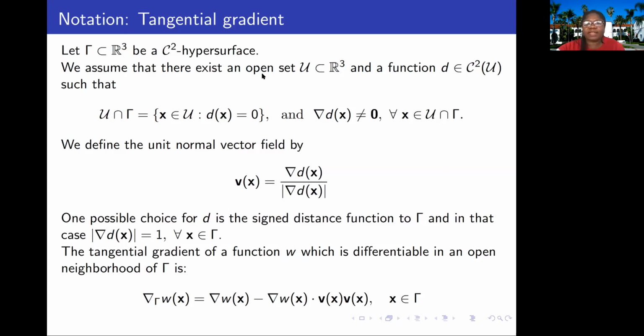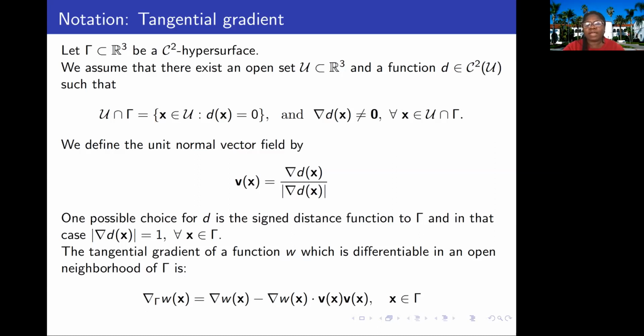We also assume that there exists an open set U in R3 and a function D such that this expression is satisfied. Based on this, we can now define the unit normal, as written down here, to be the gradient of D divided by its magnitude. Once we define the unit normal, we can write down the tangential gradient of any function defined on the hypersurface. So with the mesothelium, think about a function that describes the concentration of FGF10 at the mesothelium.